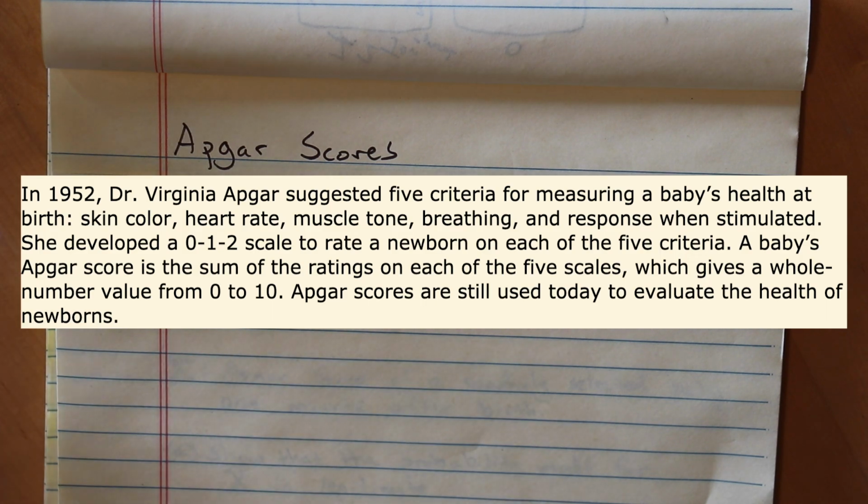Let's go ahead and take a look at Apgar scores. Some of you may not know what that is, and this is going to be a sweet learning opportunity for you. In 1952, Dr. Virginia Apgar suggested 5 criteria for measuring a baby's health at birth: skin color, heart rate, muscle tone, breathing, and response when stimulated. She developed a 0, 1, 2 scale to rate a newborn on each of the 5 criteria. A baby's Apgar score is the sum of the rating on each of the 5 scales, which gives a whole number value from 0 to 10.